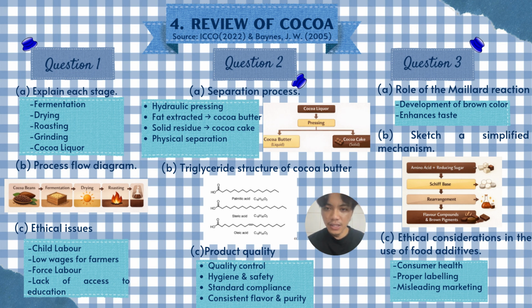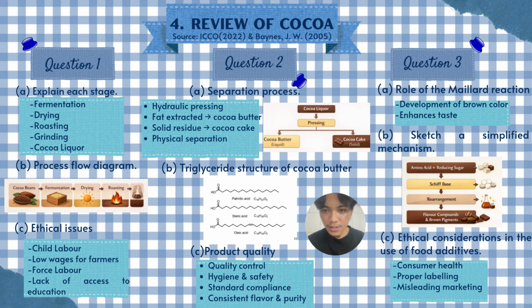Okay, so the next question is the triglyceride structure of cocoa butter. Cocoa butter is mainly composed of triglycerides, which are molecules made of one glycerol backbone attached to 3 fatty acids. These common fatty acids are palmitic acid, stearic acid, and oleic acid. As you can see in the slide, I already put it in the slide. This triglyceride gives cocoa butter its unique melting behavior, which is solid at room temperature but melts near body temperature.